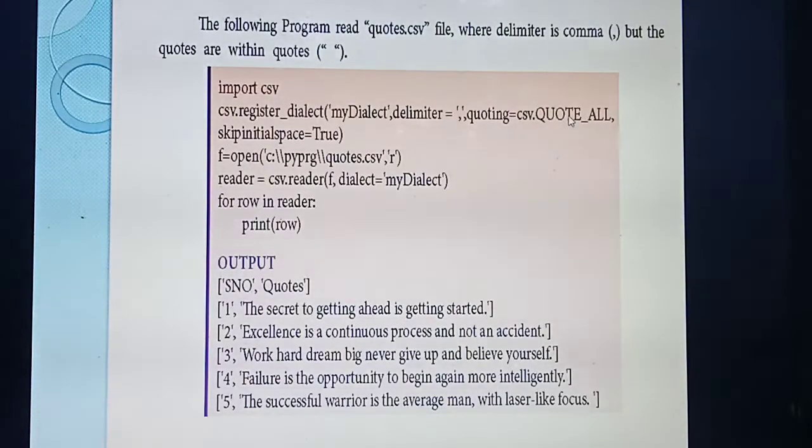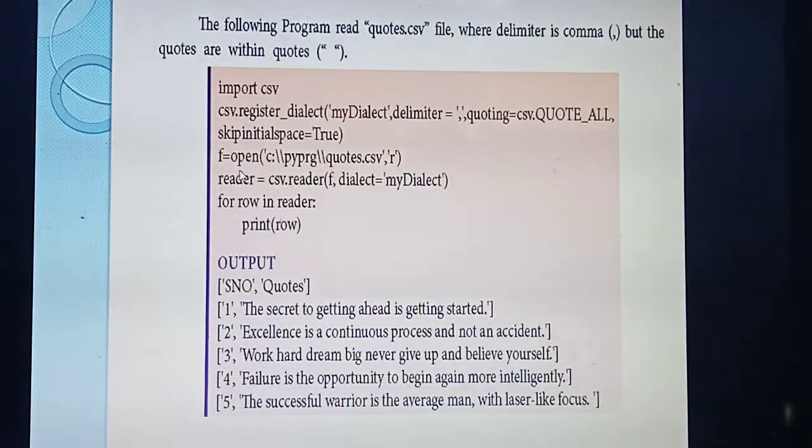Understand? Because the sentences are given in quotes, now you are going to remove those quotes, so quoting equal to csv.QUOTE_ALL. Next, skipinitialspace is True. That means if some space is there initially, skip that space also. So which one are you including here? quoting equal to csv.QUOTE_ALL. That means you are going to remove the quotes. Then you are skipping the initial space. The remaining everything is the same.